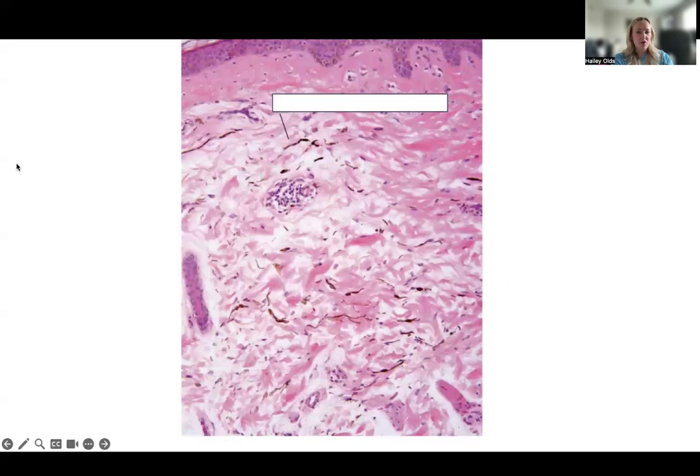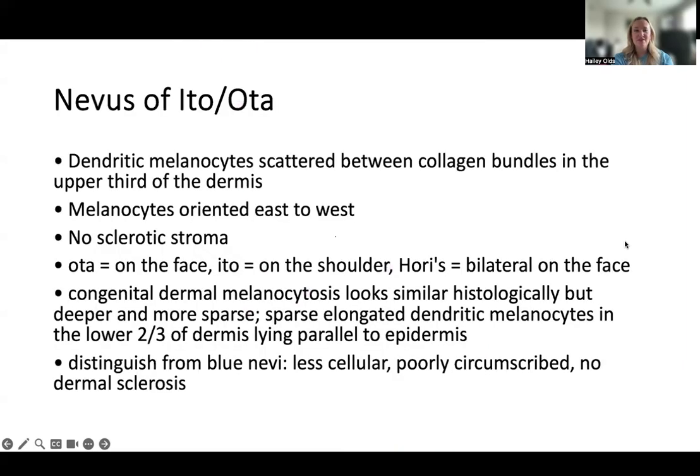Okay, so kind of like in the blue nevus, we have those spindle dendritic melanocytes, but we don't have as much of that sclerotic stroma here, and it's also not as well defined. So this is nevus of Ito or Ota. So nevus of Ota is when it's on the face, Ito is when it's on the shoulder, and then Hori's nevus is when it's bilateral on the face, but they're all kind of related. So you have these dendritic melanocytes between collagen bundles in the upper third of the dermis, and you don't have that sclerotic stroma, like I said. And then congenital dermal melanocytosis looks similar, but this is in the lower two-thirds of the dermis, so a little bit deeper.